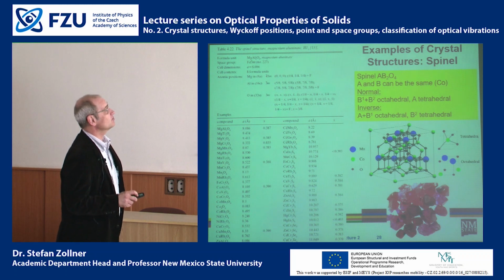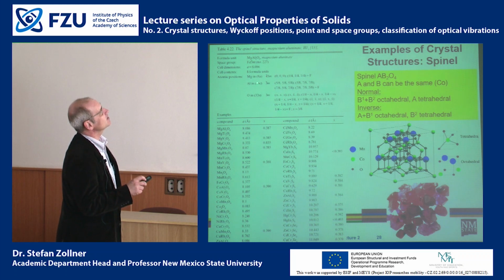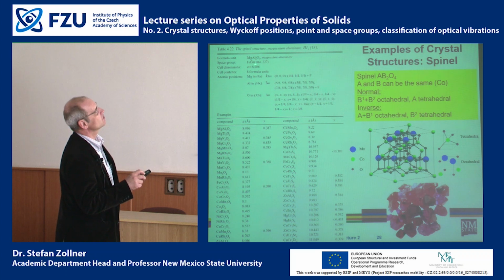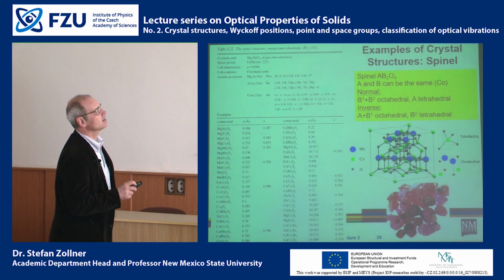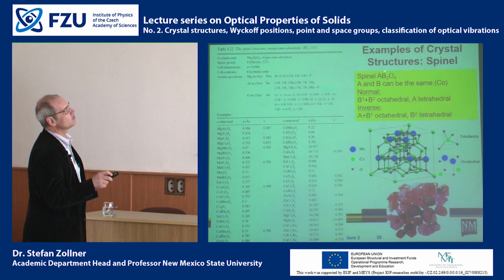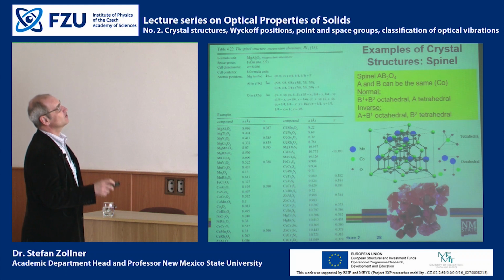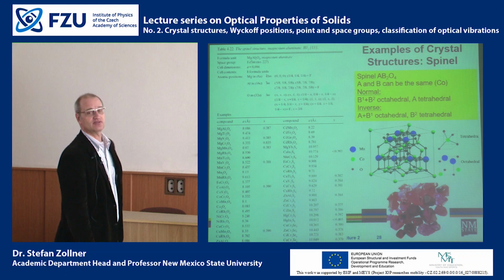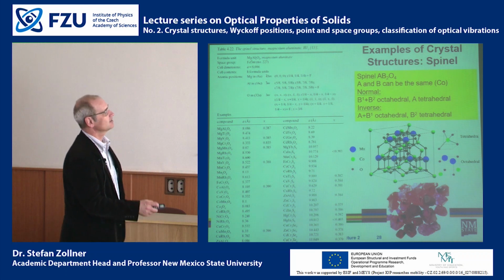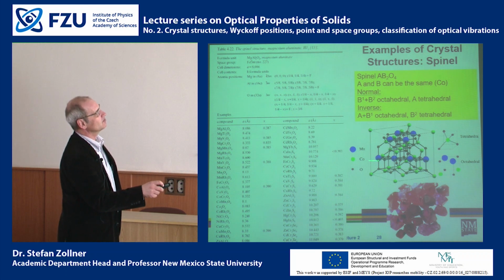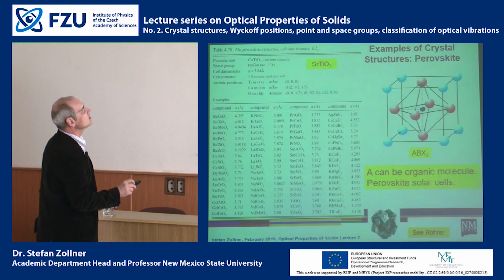Spinel is a beautiful gemstone. It's incredibly complicated because there are 7 atoms in the formula unit: 1 magnesium, 2 aluminums, 4 oxygens. So there are 7 atoms in the formula unit, and then I have 8 formula units per cell, so I have 56 atoms per unit cell. So it's quite a complicated structure.